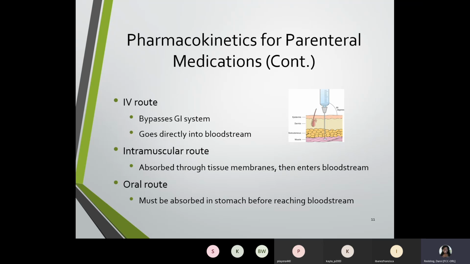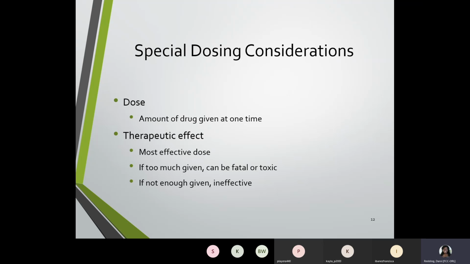Now with the oral route, that means by mouth, that must be absorbed in the stomach before it can even reach the bloodstream. So any medicine that's ingested by mouth is going to have to go through the GI process. But the IV route bypasses the GI system, therefore being able to go directly into the bloodstream. So now that I've given some examples as far as the IV route, the intramuscular, and the oral route, we're next going to learn about some special dosing considerations.